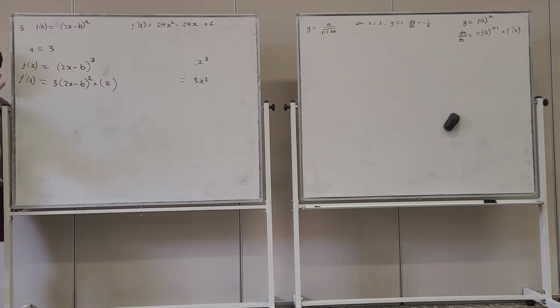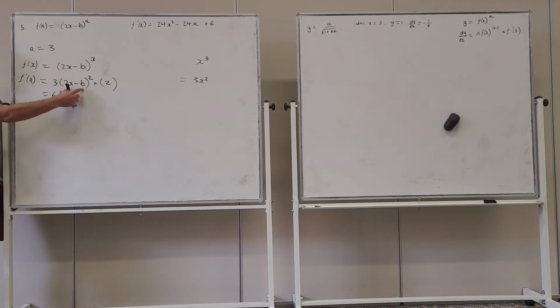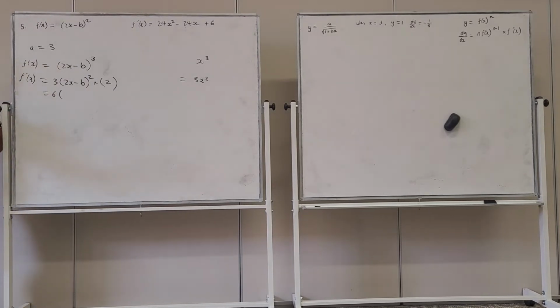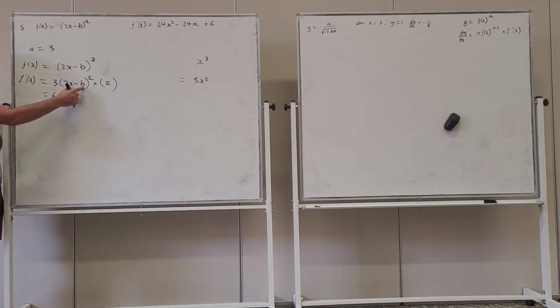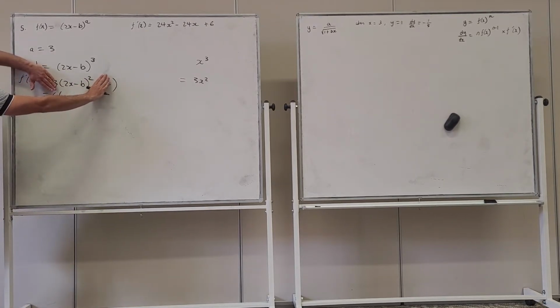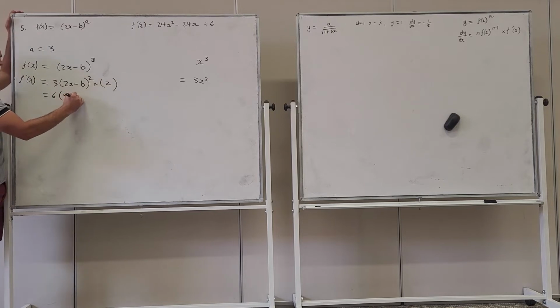Remember, order of multiplication doesn't matter. 3 times 2, that'll be 6 at the front. And then I'm going to perform this perfect square expansion separately and then distribute the 6. So I'm looking at this part here. 2x take b squared. Okay, that's going to be 4x squared.